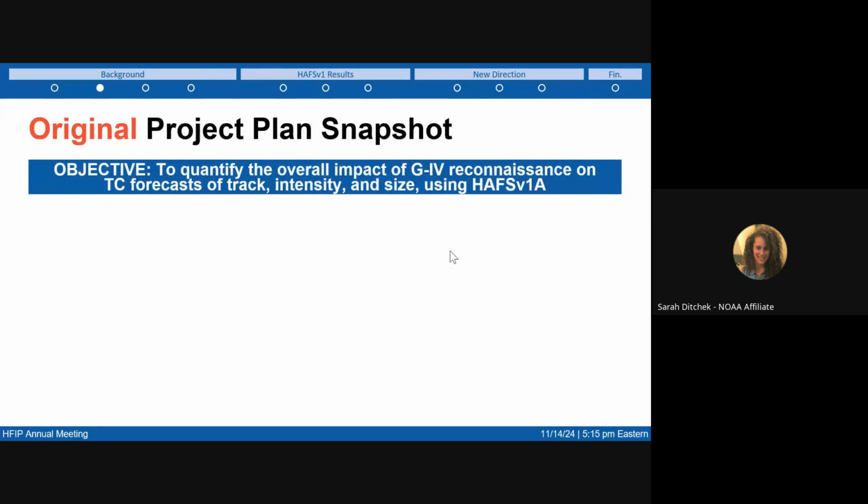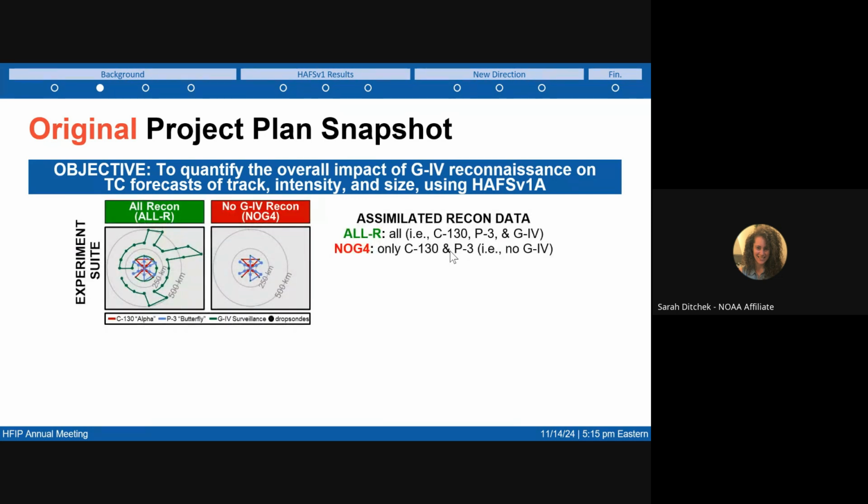So the original project plan was to quantify the overall impact of G4 Recon on TC forecast by using HAFS V1A. To do so, I ran two experiments. The first is the control. It's HAFS out of the box. It's called all R. In terms of what recon was assimilated, it assimilated recon from the C-130, P3, and G4, shown here in red, blue, and green, respectively.